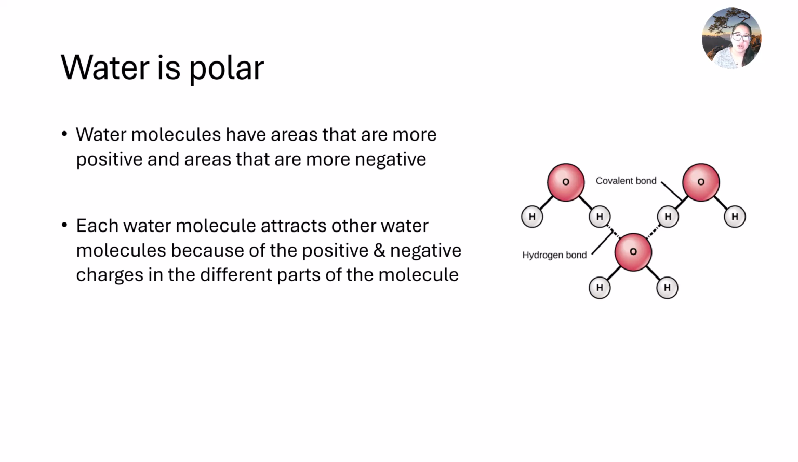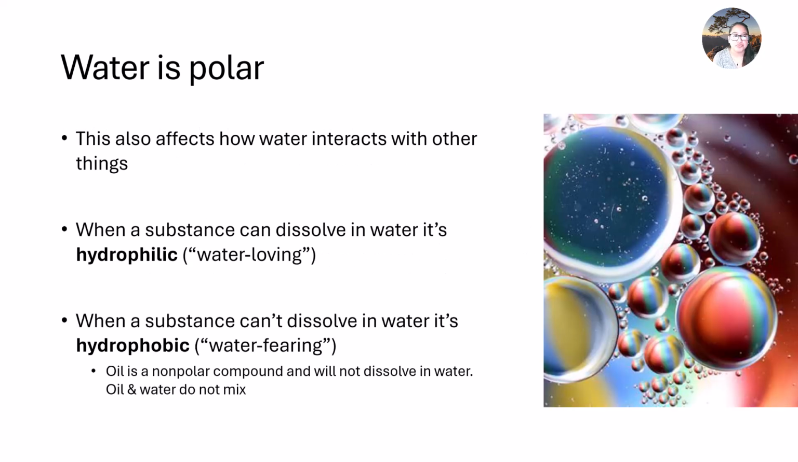So the fact that water is polar is a big deal because that affects how it interacts with other water molecules and also other molecules. Because water is polar, it also affects how those water molecules interact with other things. There are some substances, other molecules and substances in the bigger picture, that can dissolve easily in water, and we call those hydrophilic, or water loving. If you break down the word, hydro relates to water, and philic means loving. So substances that can dissolve pretty easily in water are hydrophilic.